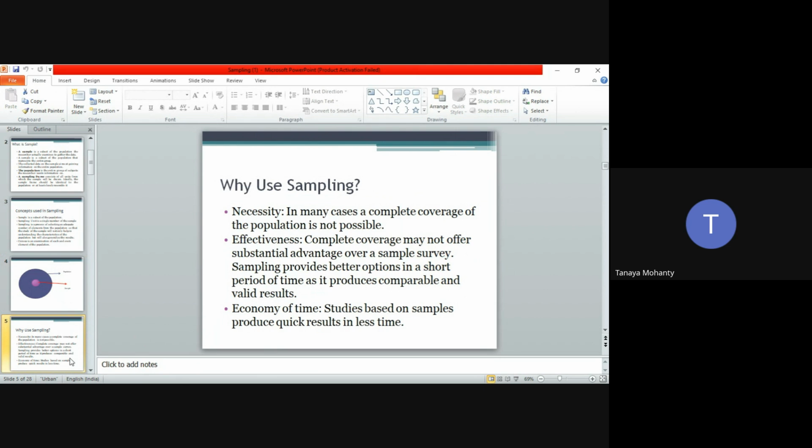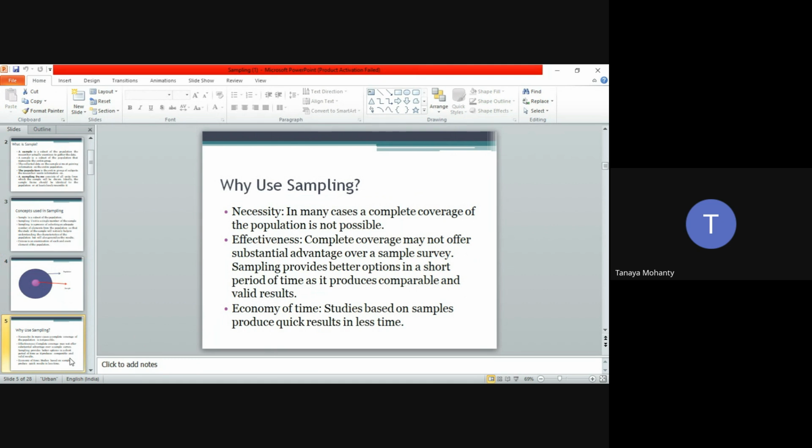There is effectiveness when you use sampling, because complete coverage may not offer substantial advantage over a sample survey. Sampling provides better options in a short period of time as it produces comparable and valid results. You may go on and on with a particular study if you tend to have a complete coverage. That's the reason why we take up the census study once in a decade. The reason being that it takes so much time and so many resources.